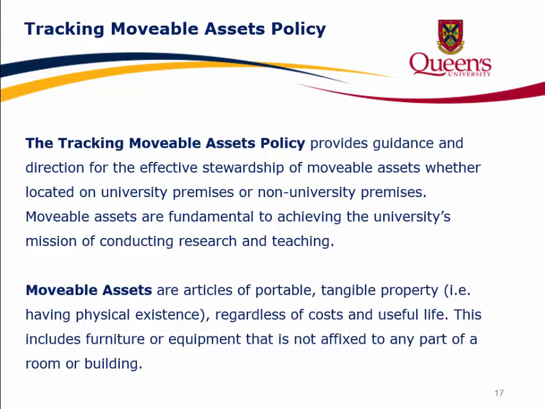Tracking Movable Assets Policy. The Tracking Movable Assets Policy provides guidance and direction for the effective stewardship of movable assets, whether located on university premises or non-university premises. Movable assets are fundamental to achieving the university's mission of conducting research and teaching. Movable assets are articles of portable, tangible property, that is, having physical existence, regardless of cost and useful life. This includes furniture or equipment that is not affixed to any part of a room or building.